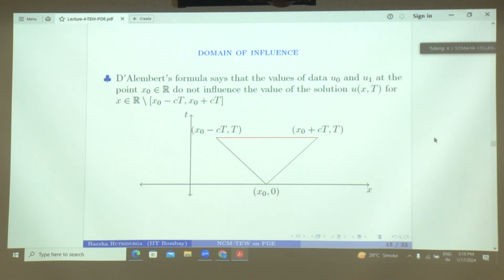Okay, so these are some standard terminologies people use: domain of dependence, domain of influence, and this is what they mean. Okay, every wave equation has got a speed, and that C is known as the speed of the wave equation, and that decides the slope of those lines that you are considering in the triangles. Okay, domain of influence. I hope this is clear.